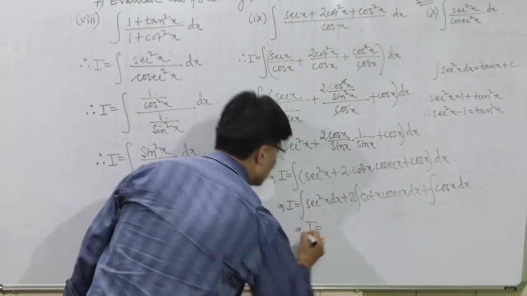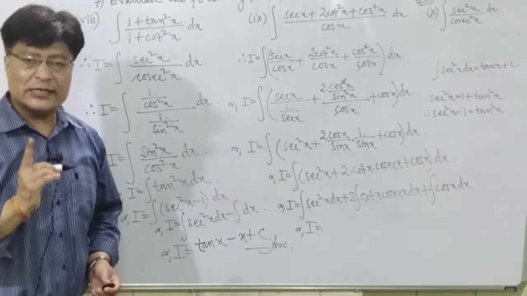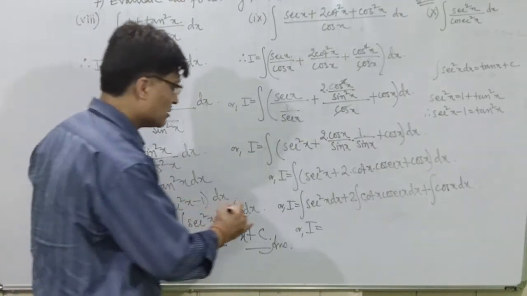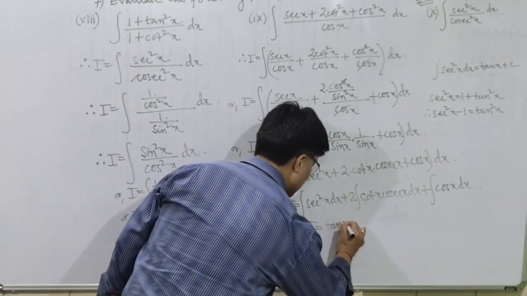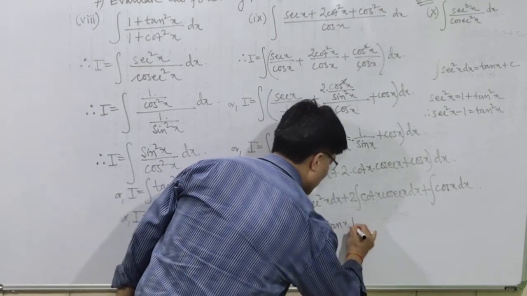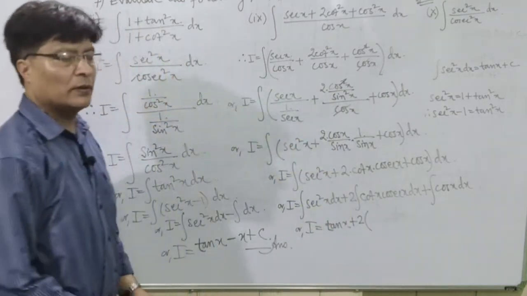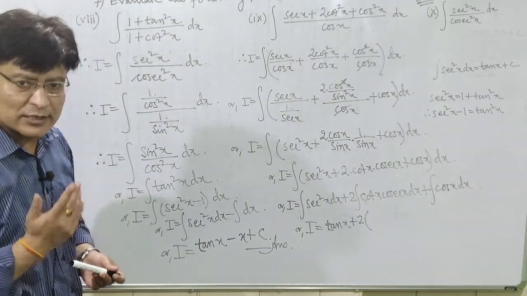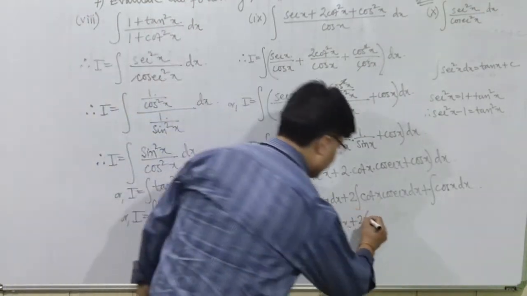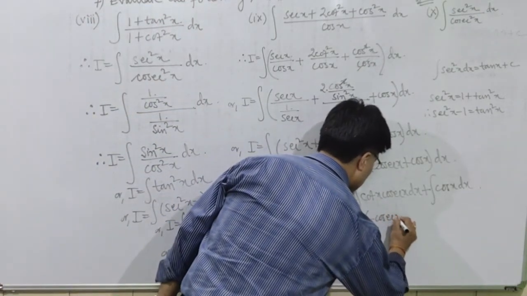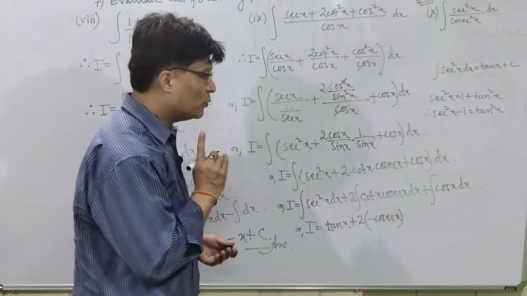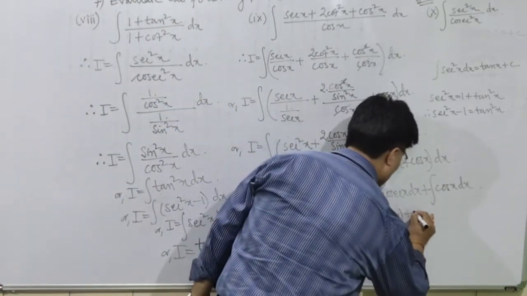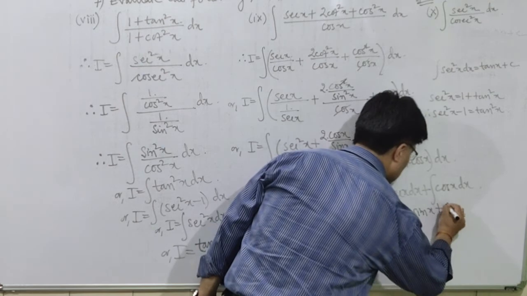Or I is equal to, what is the integration of sec square x? That is the differentiation of which function? It is tan x. So the integration of sec square x dx is tan x. You can write here tan x plus 2 into, now what is the integration of cot x cosec x dx? That means the differentiation of which function is cosec x cot x? It is minus cosec x. Then what is the integration of cos x? The differentiation of which function is cos x? Plus sin x. So it is plus c.